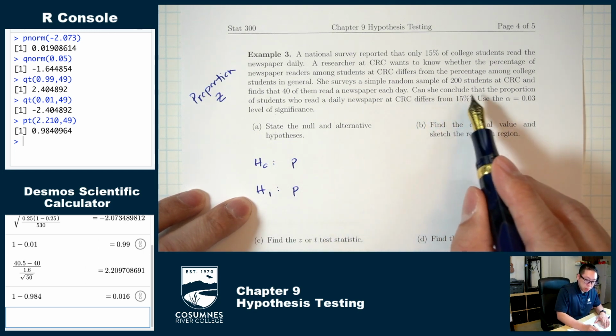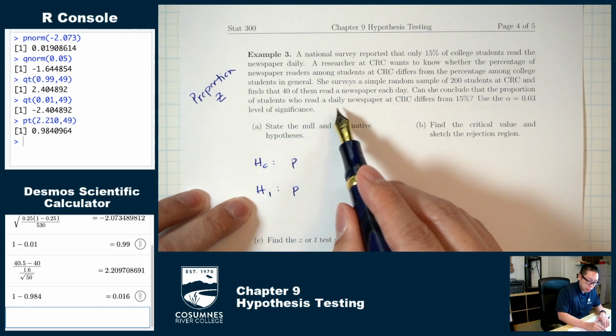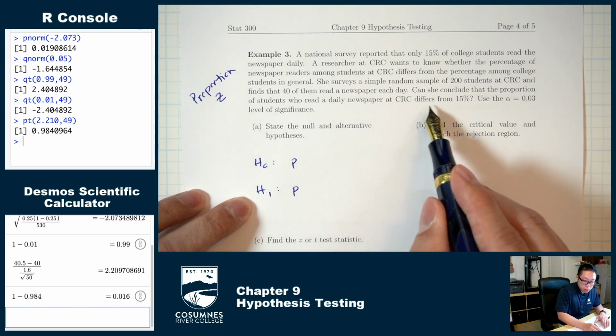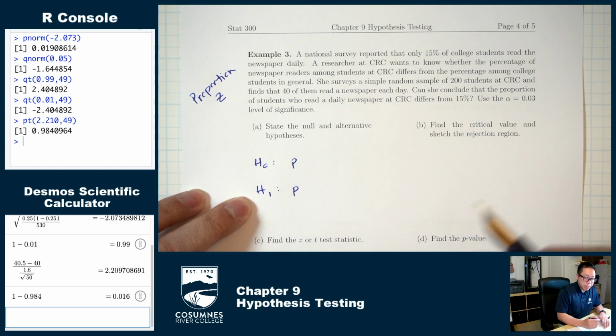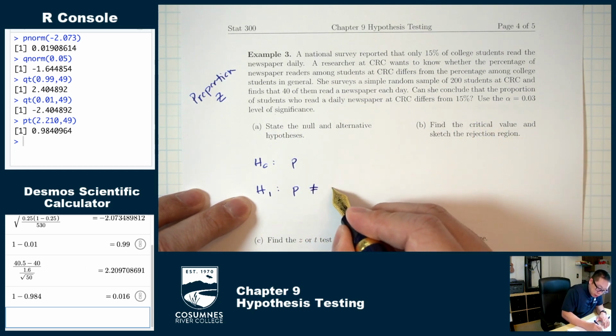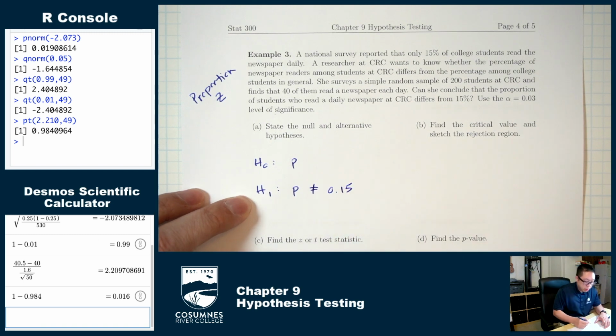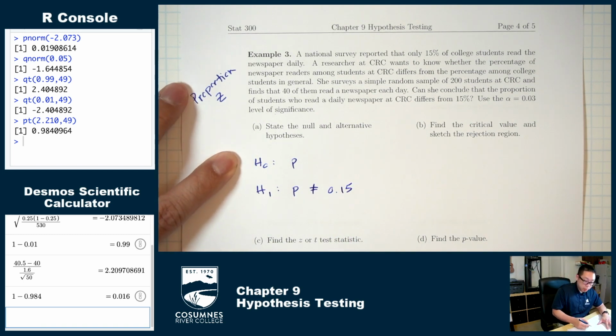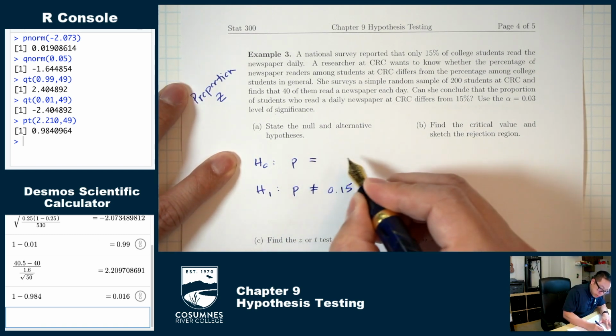So can she conclude that the proportion of students who read a daily newspaper at CRC differs from 15%? Differs is not equals. 15% as a decimal is 0.15. H0 should be exactly the same except with an equals in between.